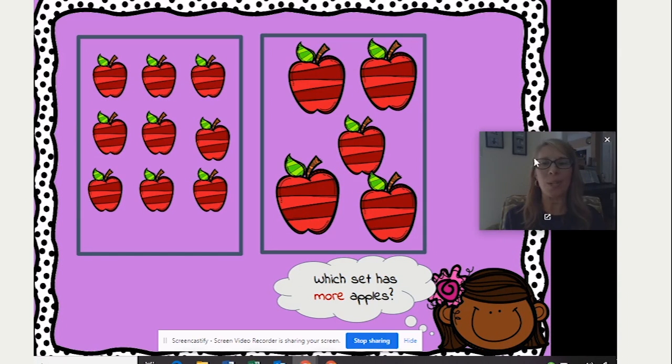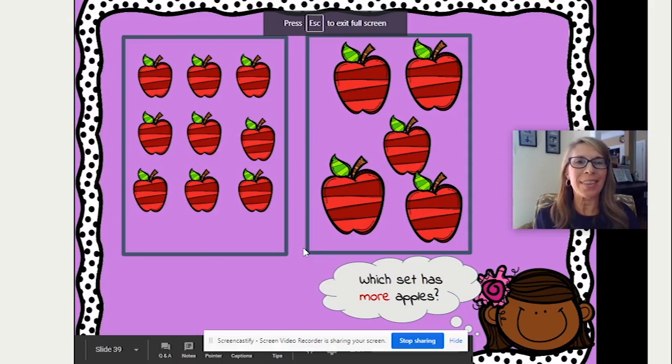This little girl would like to know which set has more apples. We have a set on the left and a set on the right. I'm going to take a guess and say this one has more apples. Look how big they are. Would that make sense for me, boys and girls, to say that this set has more apples? Oh, you think I should count them? I guess you're right. Let's count the set on the left.